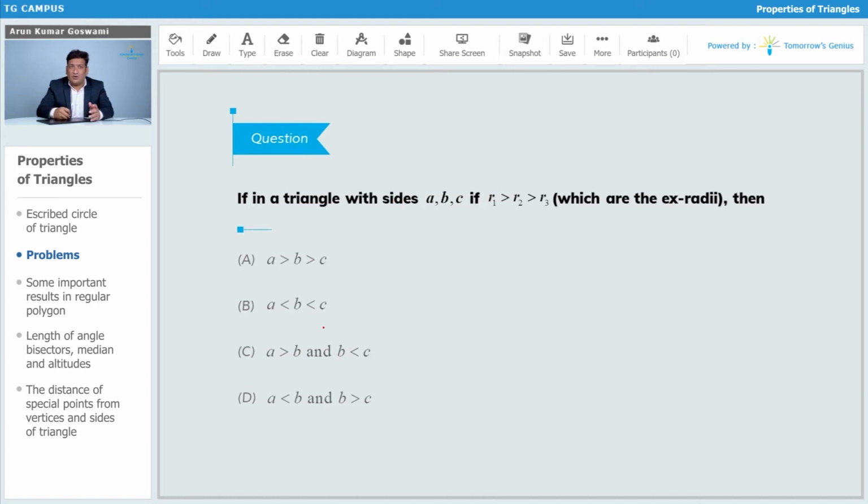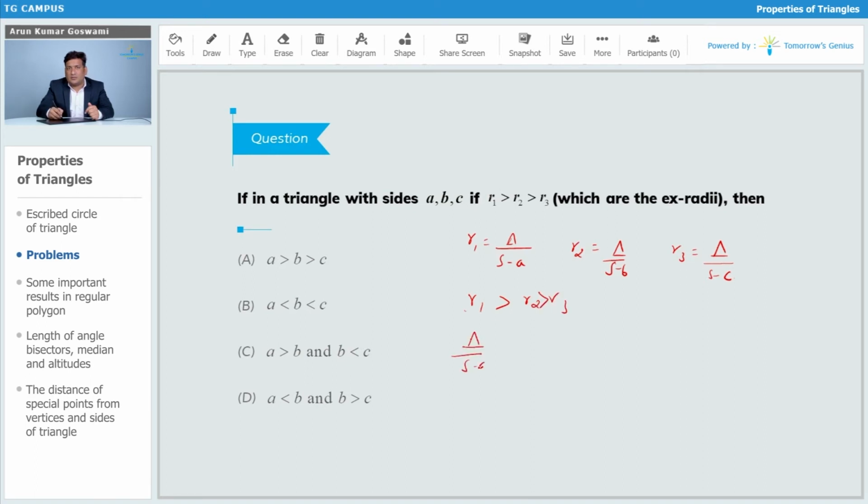Okay, I'm going to write the formula again. I always request you to write the formula whenever you're doing any sums. It will be more helpful for you in the future. So R1 is nothing but delta by s minus a, R2 is delta by s minus b, and R3 is nothing but delta by s minus c, which we know already. Now since we know that R1 is greater than R2 greater than R3, I'm going to substitute these values here.